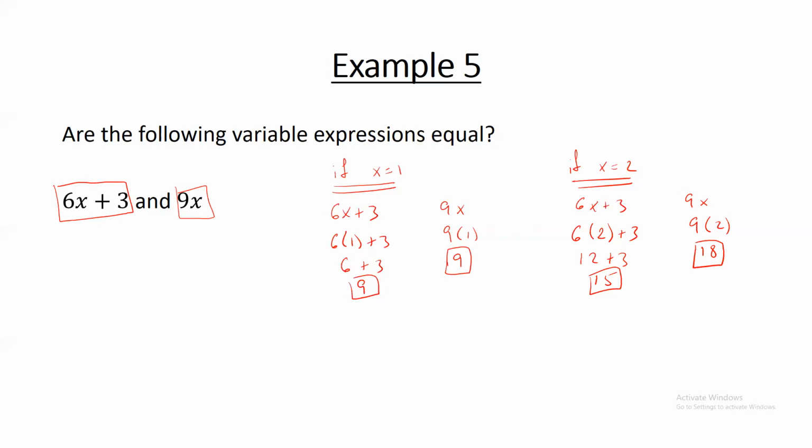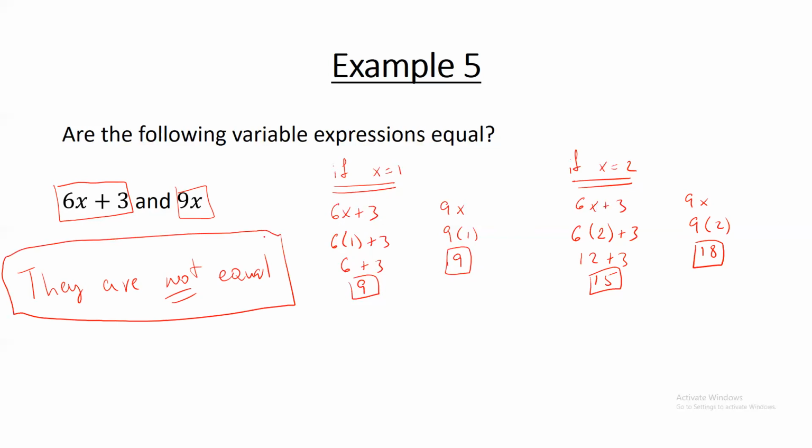As long as we find one such case, we can now say that these expressions are not equal, right? They're not equal because they're not equal for all values of x. And by the way, if you try to plug in other numbers for x, you'll find that the two expressions are also not equal. In this particular case, x equals 1 is really the only time when 6x plus 3 will equal 9x.